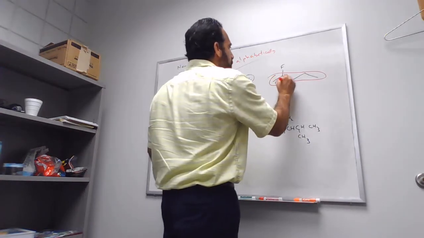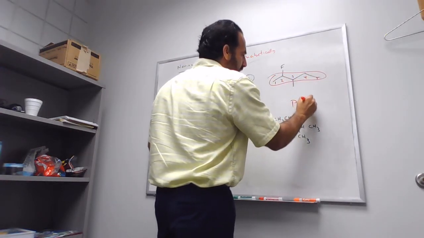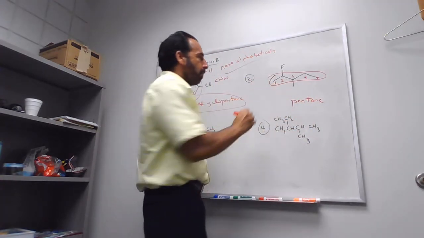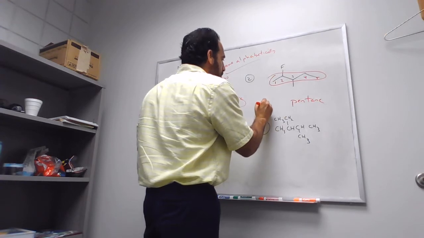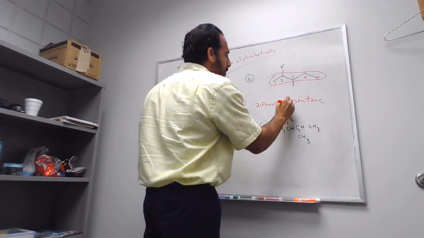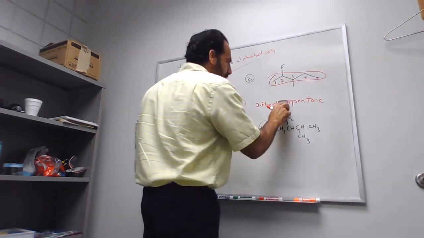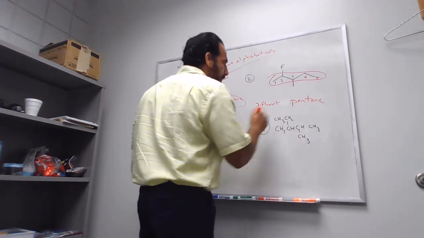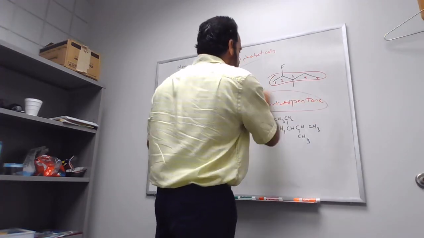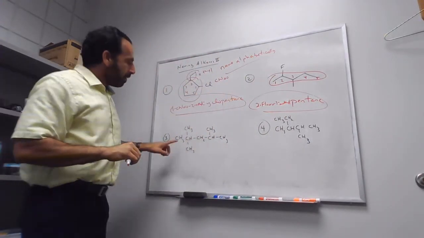So 1, 2, 3, 4, 5. So that's going to be pentane, 2 fluoro, 3 methyl. 2 fluoro, 3 methyl. So 2 fluoro, 3 methyl pentane. Let's look at this one.